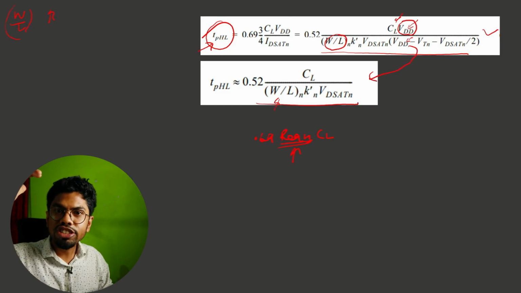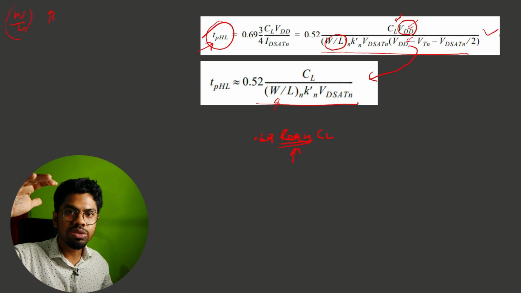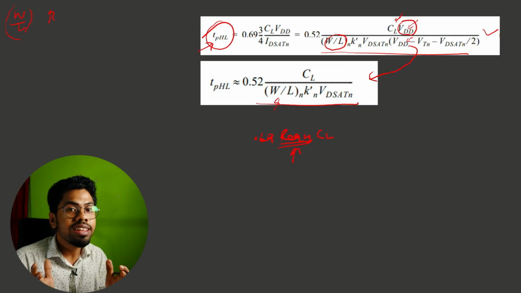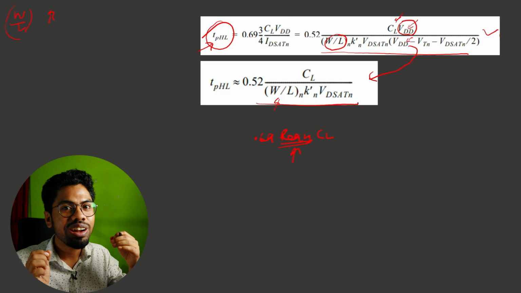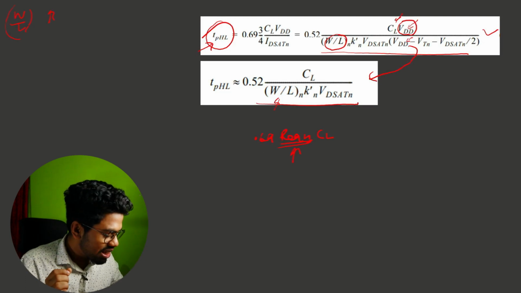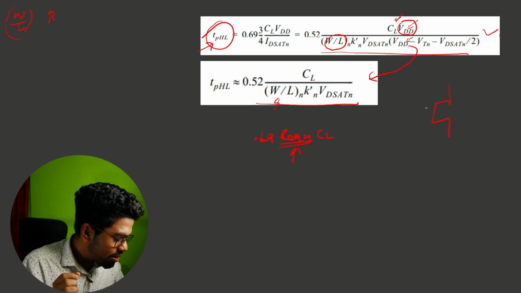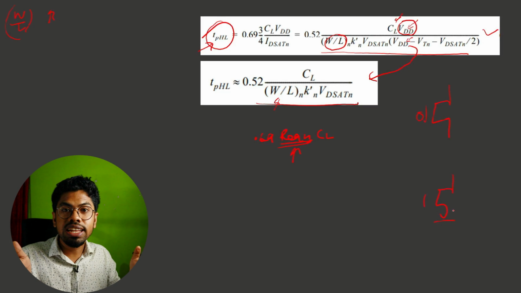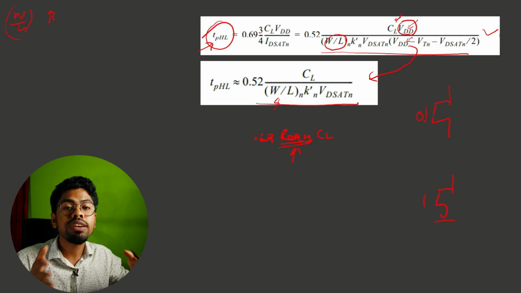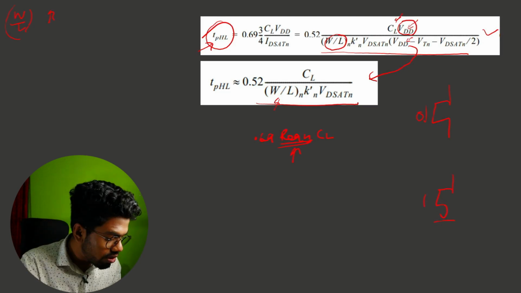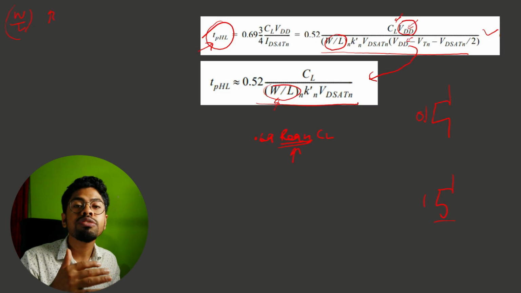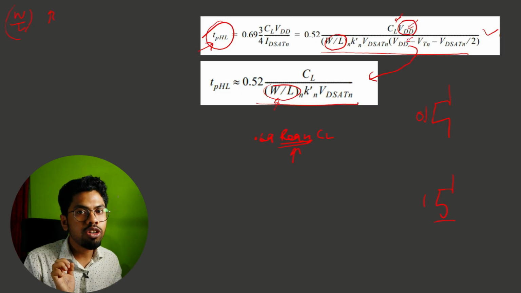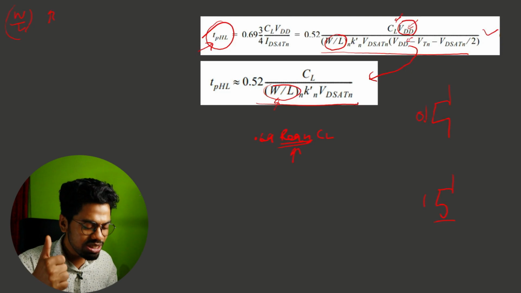If we increase your W by L, our delay will reduce, and increasing your W by L is nothing but reducing your resistance only, because your resistances are coming from your PMOS or your NMOS, right? And if you are increasing the channel W by L, that means you are giving more path for the current to flow. And from intuition also, yeah, if we increase our W by L, then our R equivalent will reduce. But here there is one catch.